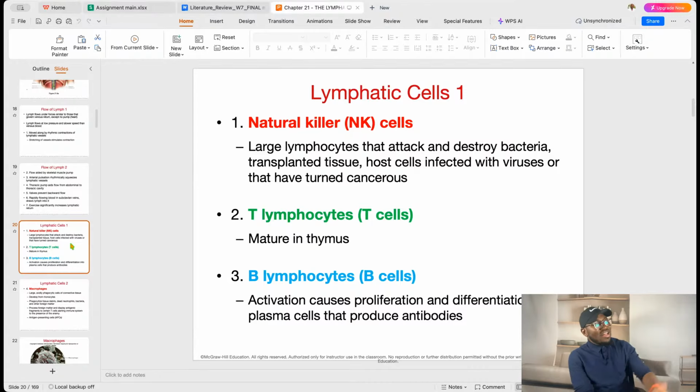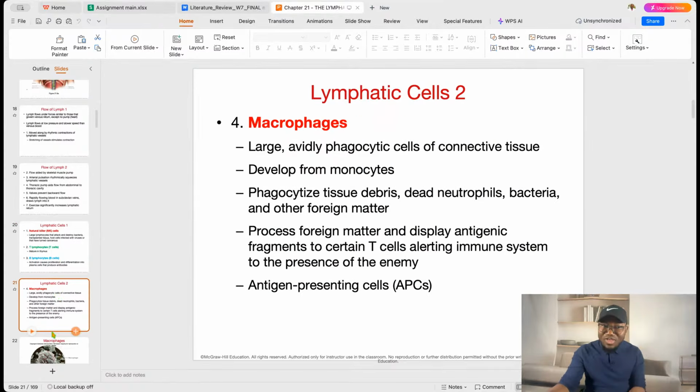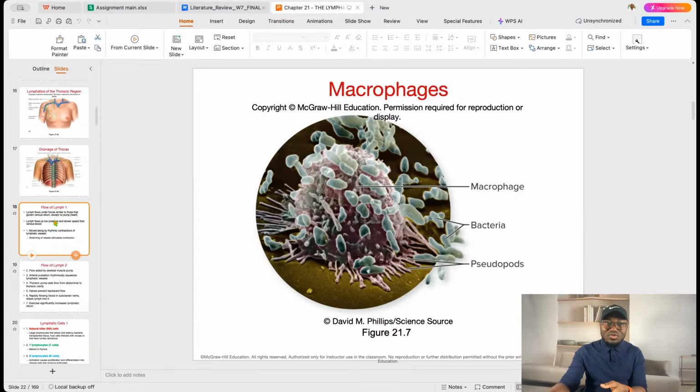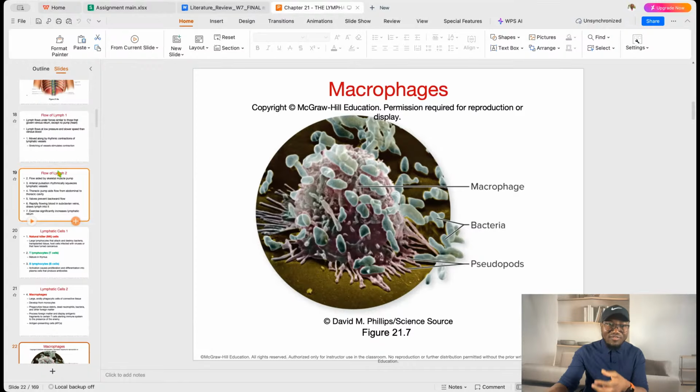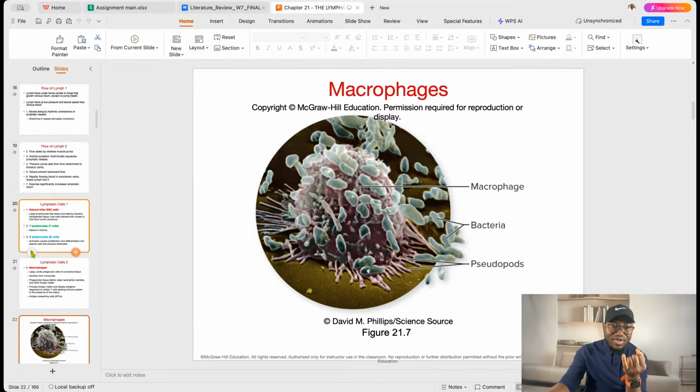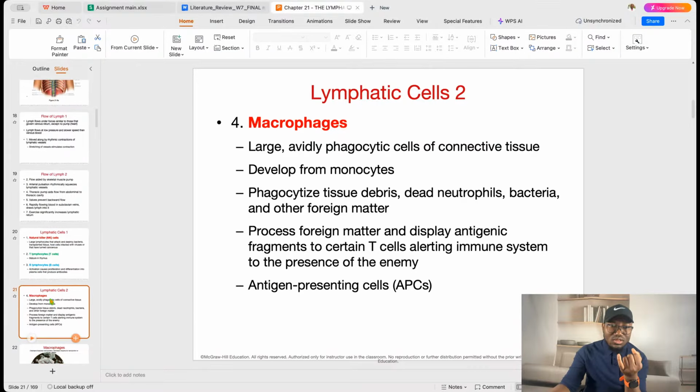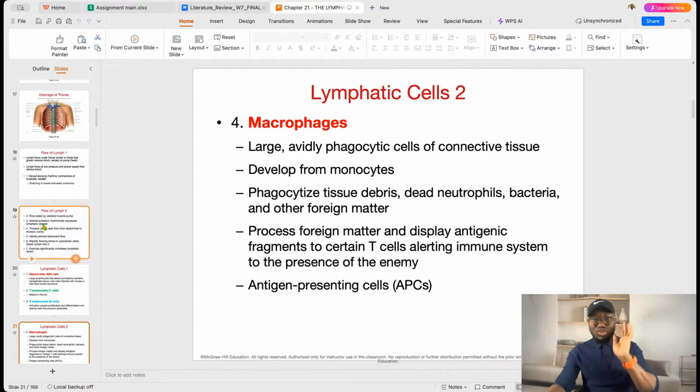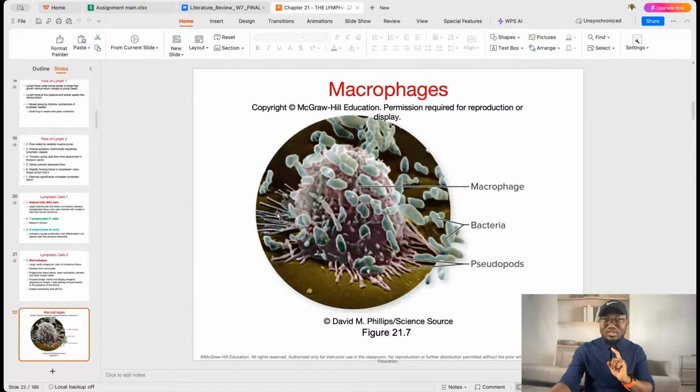For example, that janitor that we employed has a bucket, a cleaner, a packer, a broom. All those things are what he uses to accomplish his mission. That's exactly what lymphatic cells are. Natural killer cells, T lymphocytes, B lymphocytes, macrophages, and what else? I think there are 5. I can't remember the 5th one though. But just know what they do. That's the most important thing. Know what they do, each and every one of them.